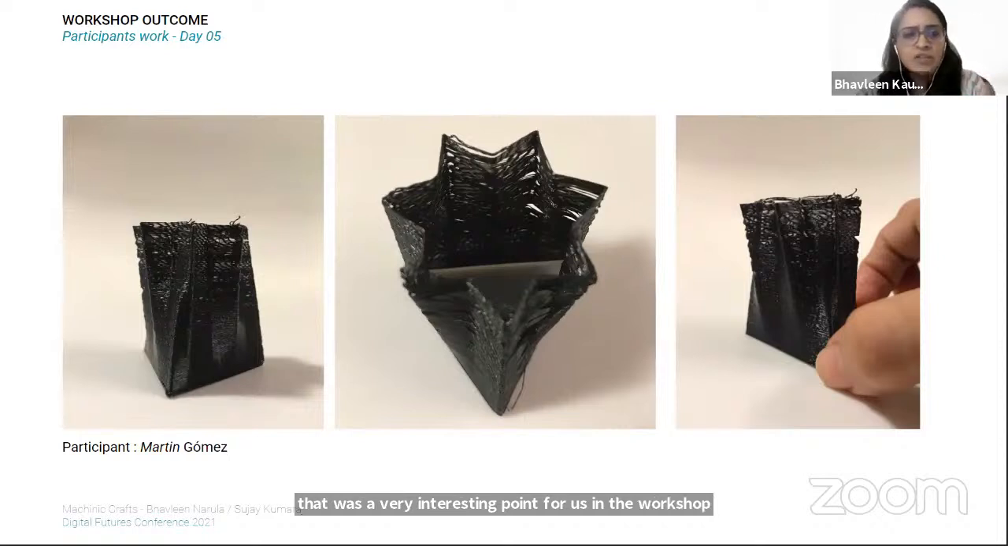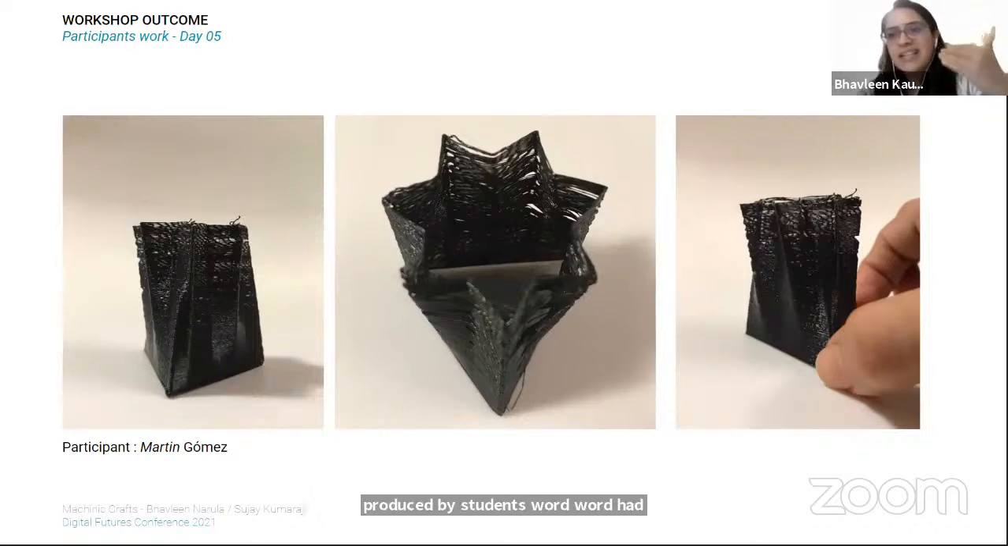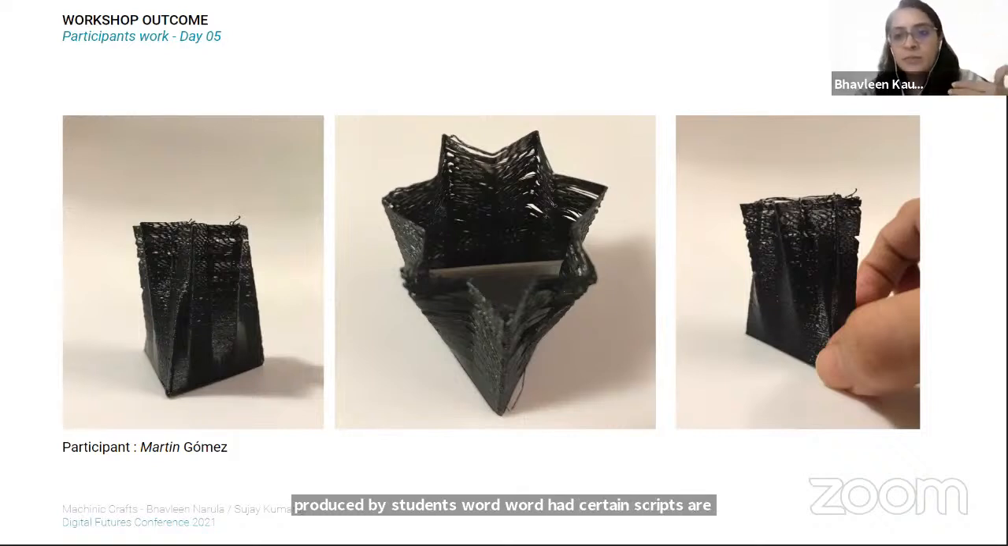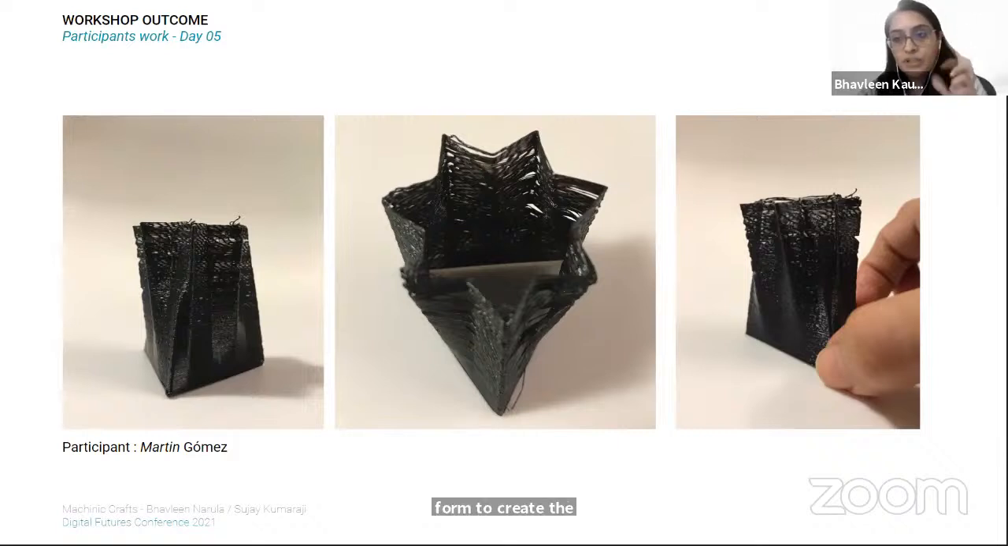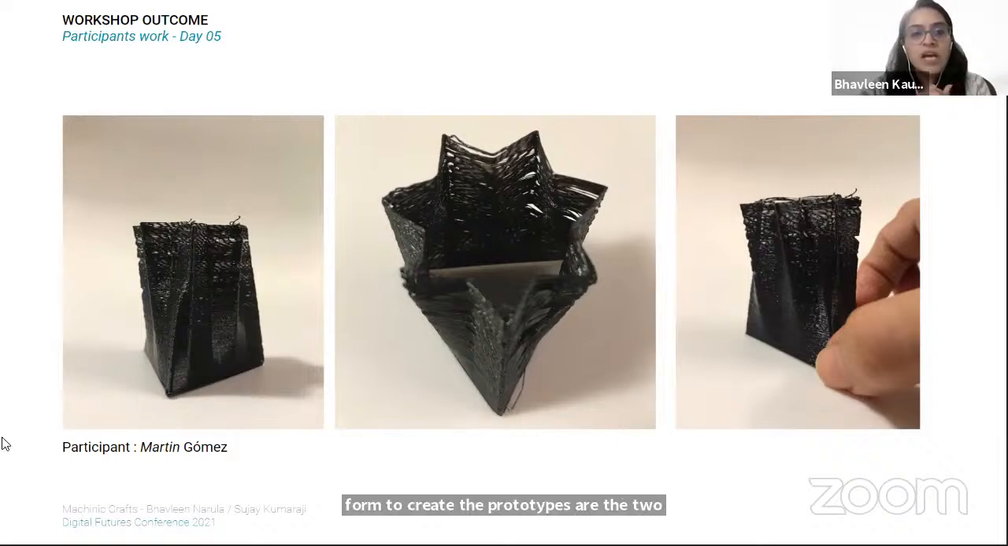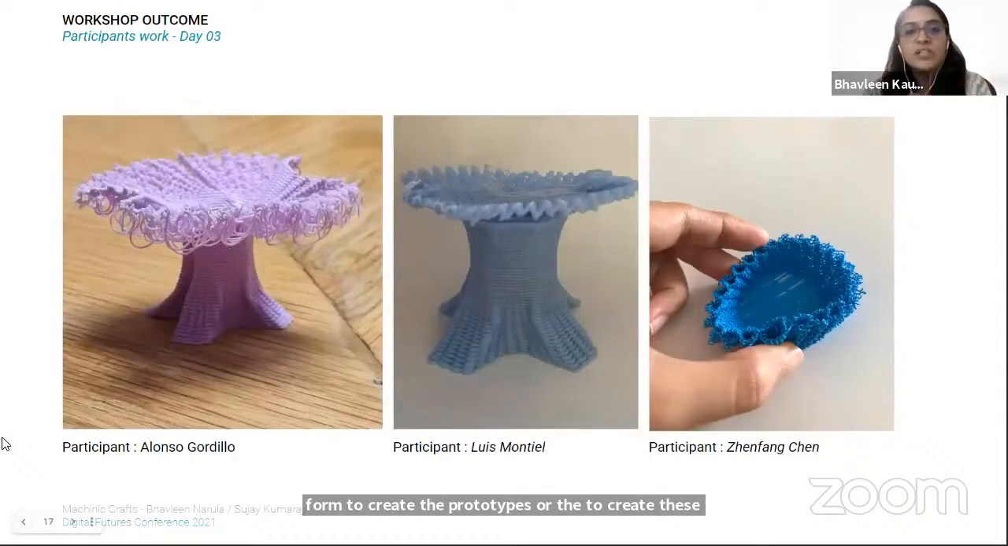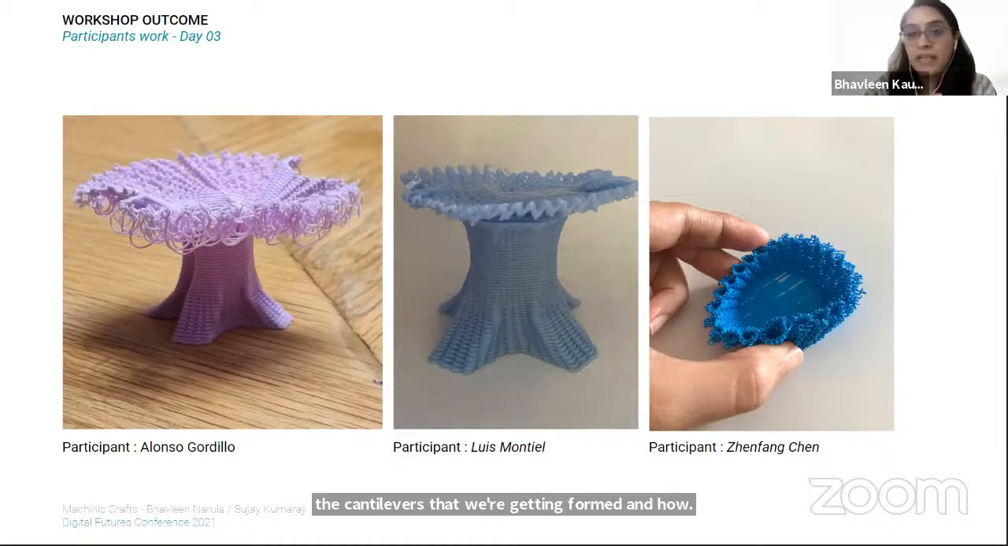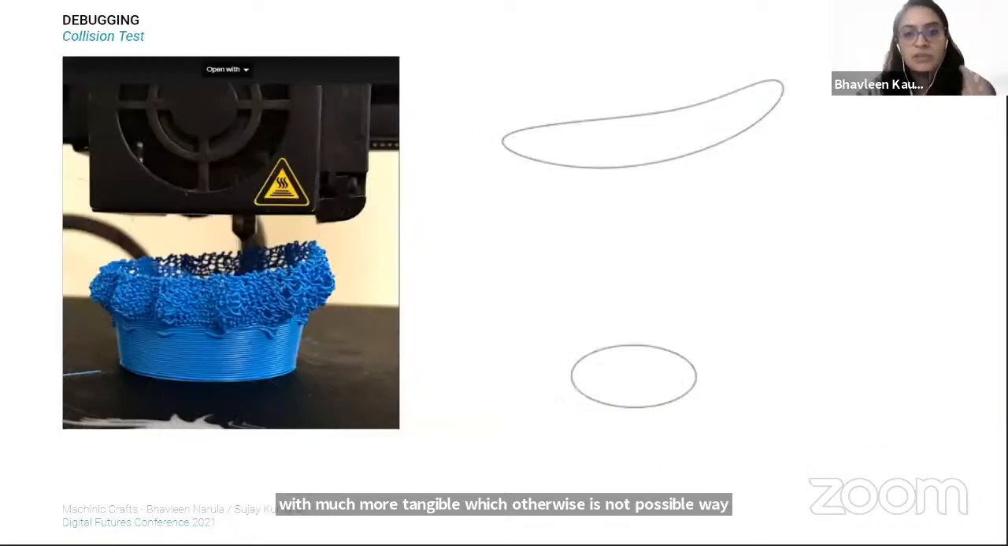Again, like we mentioned earlier, the works produced by students had certain scripts or certain precedents that we had already formulated for them, but they were using their own sets of logic, the way they wanted to engage with the form to create the prototypes or to create these final forms. Some of the interesting results which happened as a serendipity in this case were the cantilevers that were getting formed, and how by just G-code manipulation and by controlling the speed of printing, one could start to engage with much more cantilever, which otherwise is not possible with the conventional 3D printing method.